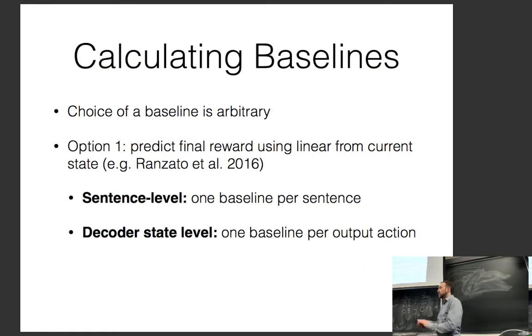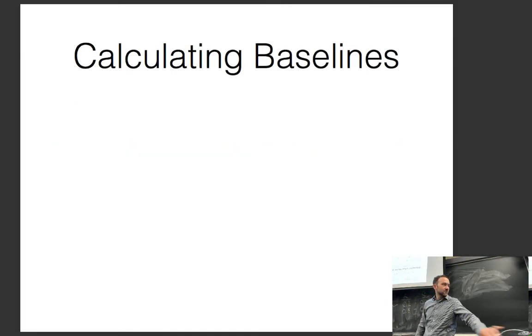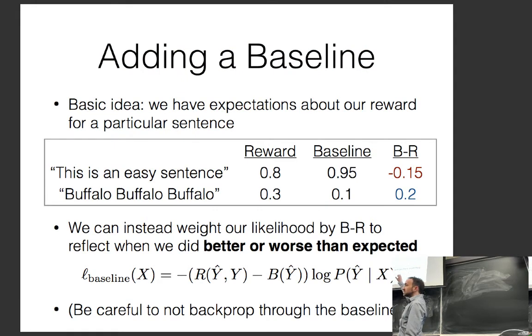One is, if you have an encoder-decoder model, for example, you take the final state of the encoder, and then you predict how well you're going to do on the sentence. So the idea here would be, after you've encoded, this is an easy sentence, or after you've encoded "buffalo, buffalo, buffalo," you have a pretty good idea of how well you're going to do when you translate that sentence. So then you just use that to predict your baseline.